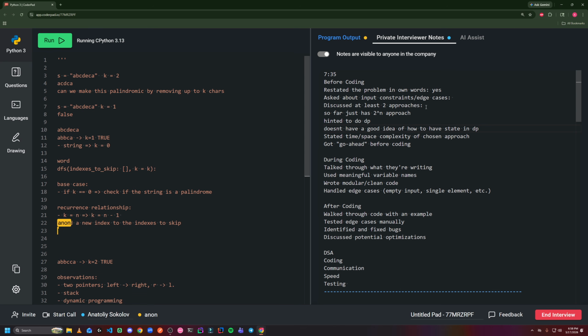So just to understand if I'm getting it correctly, you're going to have this indexes to skip list, and at every recursion you'll just pick another one, add it to the list, and pass it down to the next call. Is that correct? And then you'll decrement k until k is 0, and then you'll calculate whether it's a palindrome or not. That is currently what I have, but I'm trying to figure out if that actually works or if that is just the same thing I described to you before. In terms of complexity, what do you think?